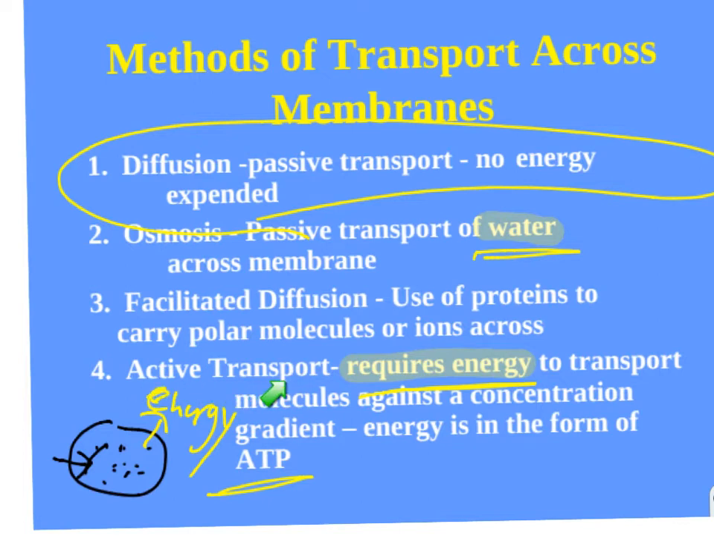And you also have active transport. Now, active transport is the one type that needs energy in order to transport molecules. Energy is in the form of ATP. That's the energy molecule made in photosynthesis and respiration.